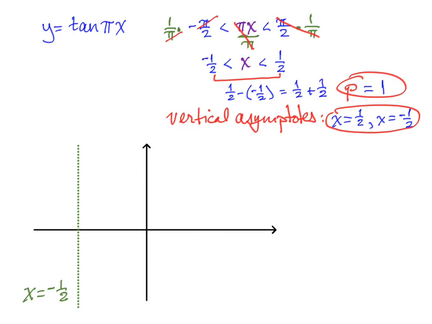We start by sketching those two vertical asymptotes. There's one at x equals negative 1/2, that's the actual equation of that line, and the other one is x equals positive 1/2. The only interesting point for the tangent is where it intersects the x-axis, which is always halfway between two vertical asymptotes. Here I've plotted the point (0, 0), halfway between negative 1/2 and positive 1/2.